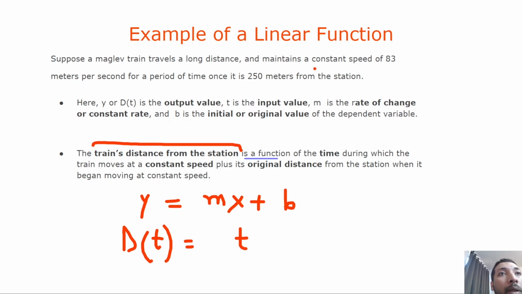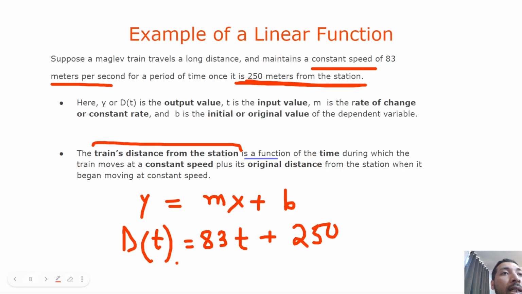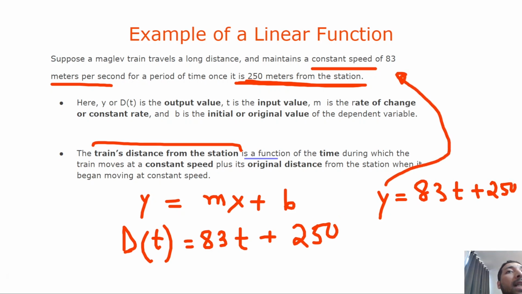Now this m represents a constant rate. From this problem statement, we can see the constant rate is 83 meters per second. So you can write 83 over here. And the train is originally 250 meters from the station. So it's 250 for b. So our linear function is d of t equals 83t plus 250. Remember, we can also write this as y equals 83t plus 250. Now this is the function for this problem statement.